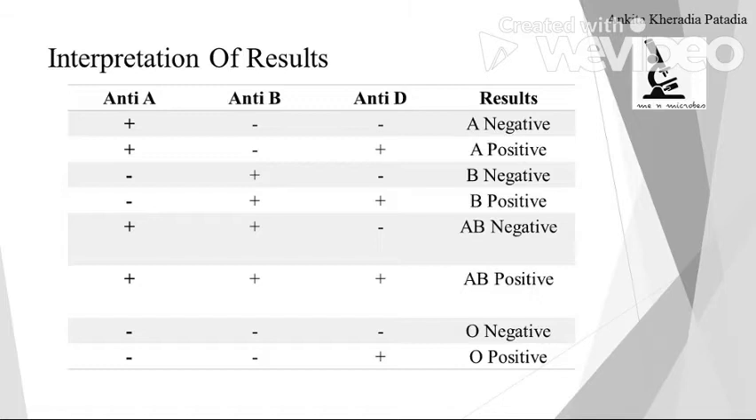Interpretation of the result is done like this. If the anti-A is showing a positive result and B is showing negative and D is showing negative, then the blood group is A negative. Why? Because RH is giving a negative result. If the A circle is giving a positive result, B cavity is giving a negative result, and D cavity is positive, then the blood group is A positive. Respectively, positive and negative we can identify.